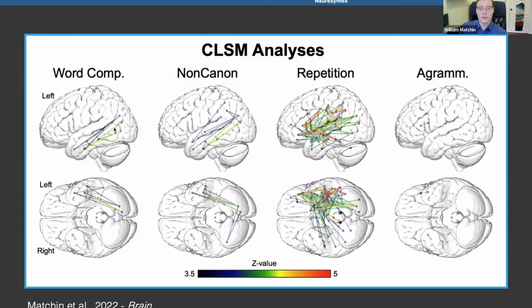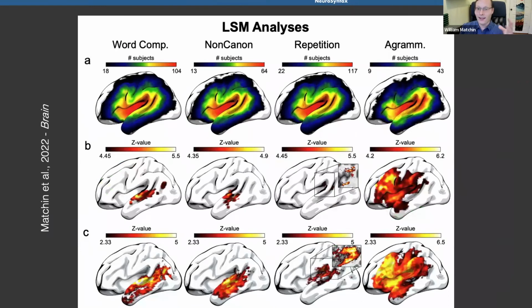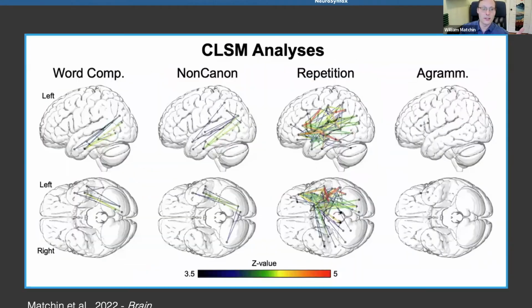For word comprehension, you see disconnection throughout the temporal parietal lobes and inferior parietal lobe, including the anterior temporal lobe, the temporal pole of the middle temporal gyrus. In some sense, this is capturing a little bit of what Mesulam et al. were talking about. If you look at the lesion results, you don't see a lot of anterior temporal lobe damage associated with word comprehension deficits, but we do see these significant disconnections involving anterior temporal areas. That maybe suggests that those areas are helping people to understand the meaning of words, which we think is a perfectly reasonable idea.